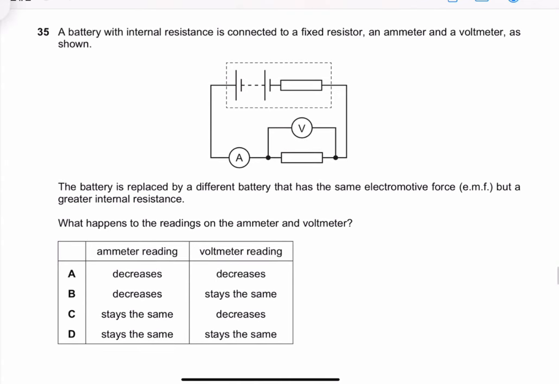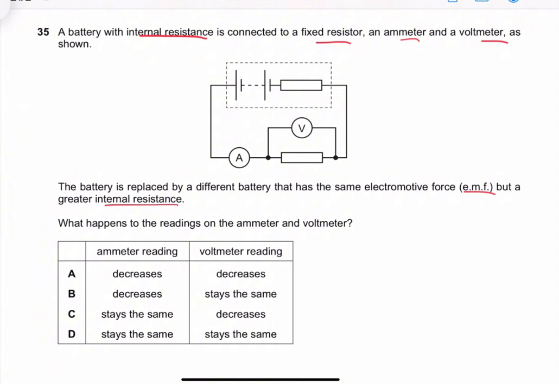Okay, moving on to question 35. We're given a battery that has internal resistance and is connected to a fixed resistor, an ammeter and a voltmeter as shown. The battery is replaced by a different battery that has the same EMF, right? Remember what EMF is? The energy that is given to each electron as it begins to move. But it has a greater internal resistance. What happens to the readings on the ammeter and the voltmeter?